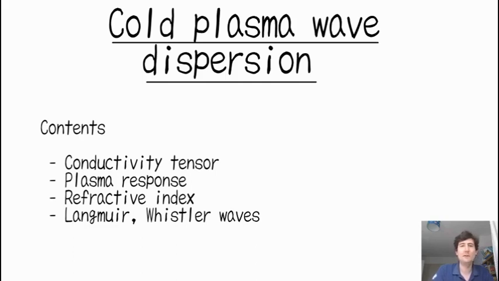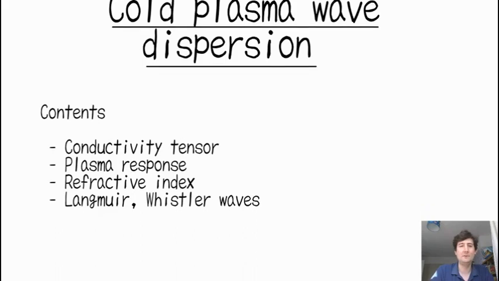And so we're going to look at what the conductivity of the plasma is. So if you impose an electric field, how does the current in the plasma move? How does the plasma respond to external magnetic and electric fields? This gives rise to an expression for the refractive index, which tells us how waves move through the plasma, where they're reflected and where they're absorbed. And then we'll start to look at particular kinds of waves that we get in plasmas.